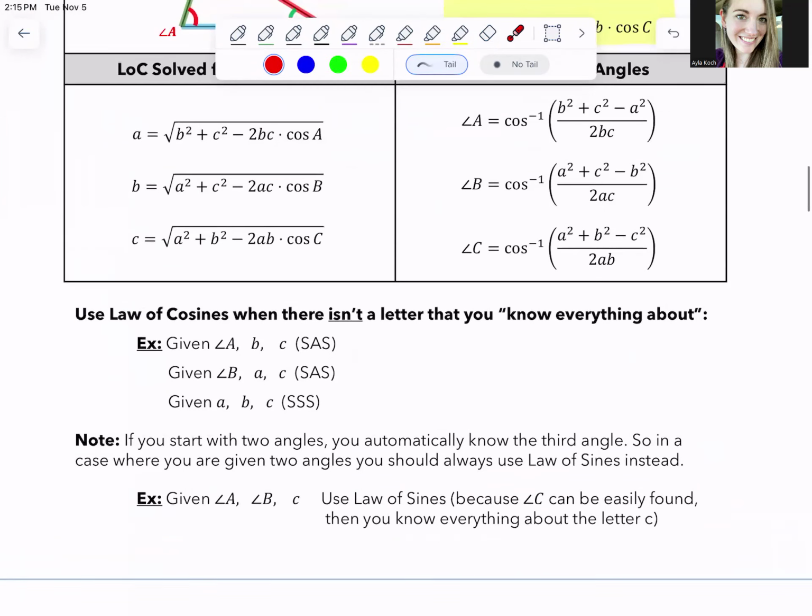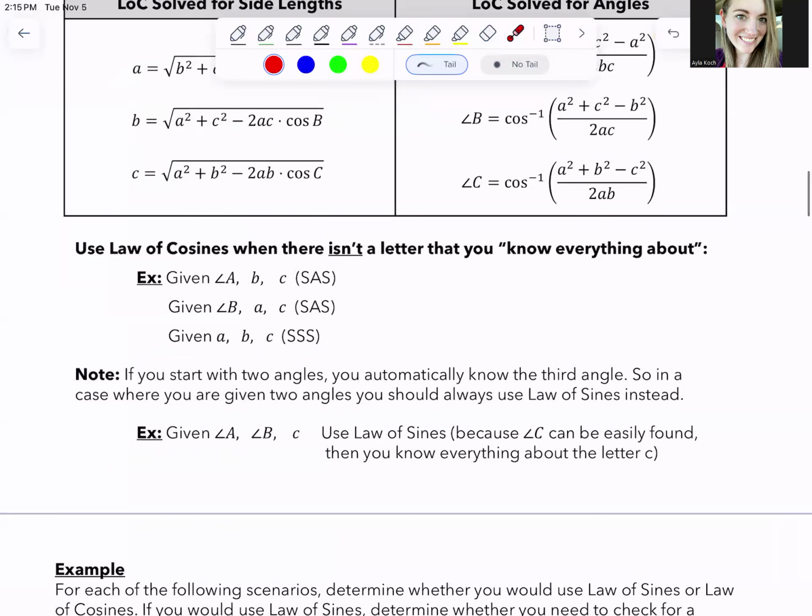All right, so law of cosines is for when there isn't a letter you know everything about. So let's say you're given angle A, baby B, and baby C. It's not like you can solve for angle B or angle C by subtracting two angles out of 180. So you just don't know everything about one of the letters. Same thing here, you know one thing about each, and down here, one thing about each.